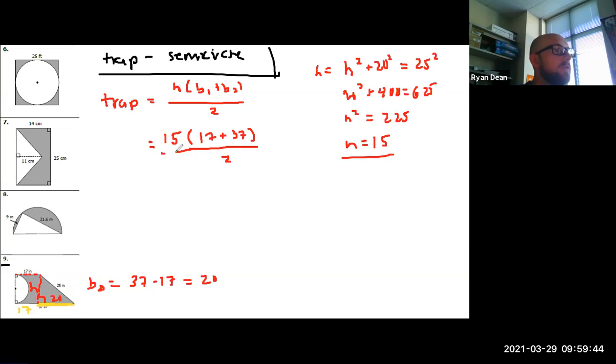So I plug in the 15 over here for h. 15 times 17 plus 37. 17 plus 37 is 54. 54 times 15 is 810. I divide that by 2. That gives me 405 for the trapezoid. The area is 405 inches squared for the trapezoid.